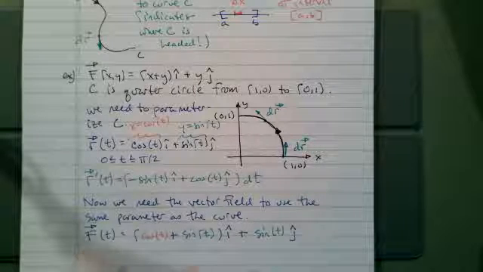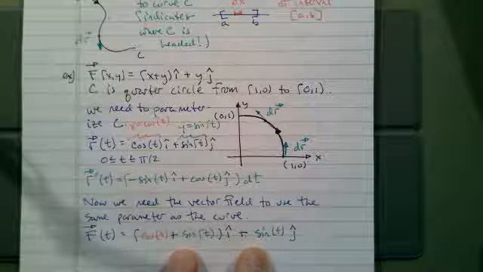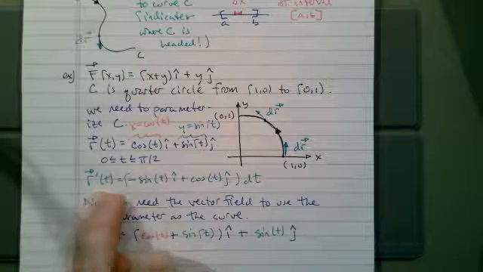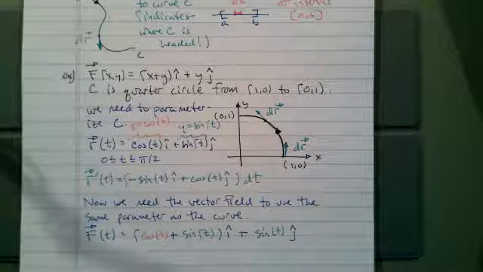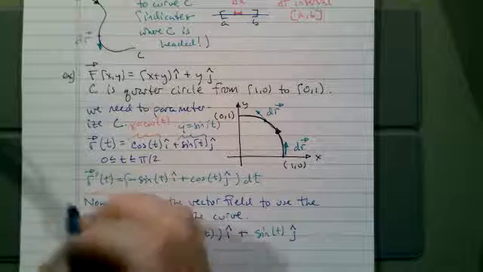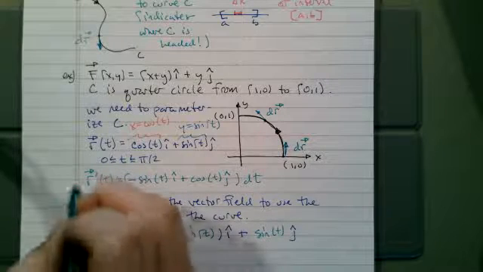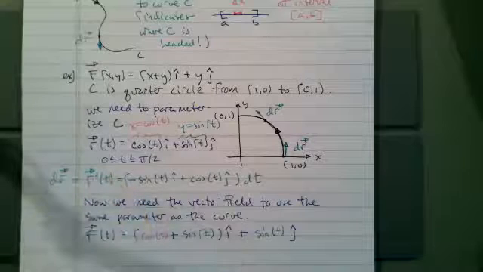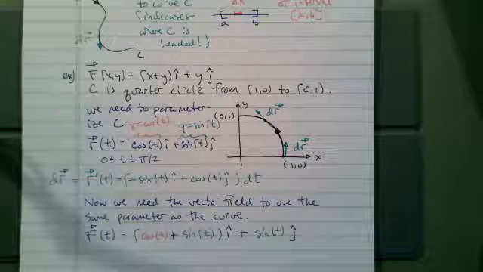Now I have the vector field written in terms of the parameter. I've got the curve parameterized, and I've got the derivative. So I know my r prime of t, this is going to be my dr. Any questions?